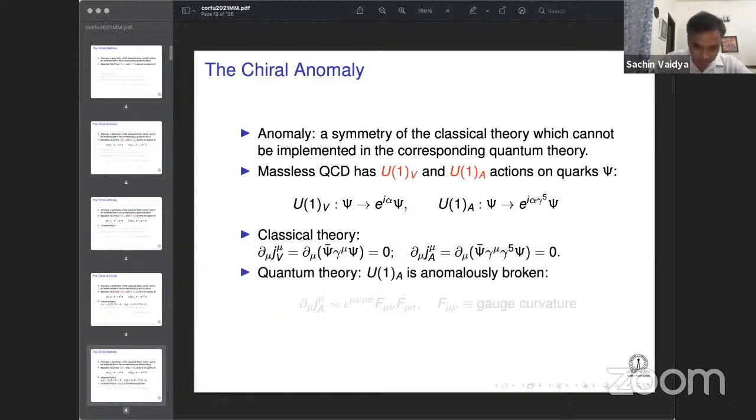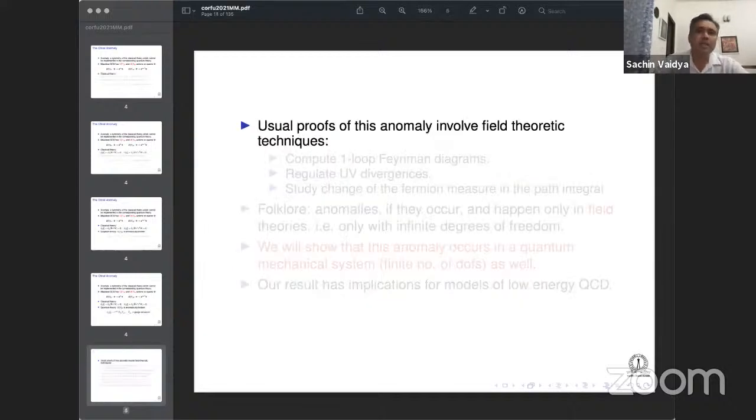In quantum theory, one finds that the vector current continues to be conserved, but the axial current is anomalously broken. Its divergence is no longer zero. That is, the U(1) axial is anomalously broken. And in fact, the divergence of the axial current turns out to be proportional to F wedge F, where F is a gauge curvature. Okay.